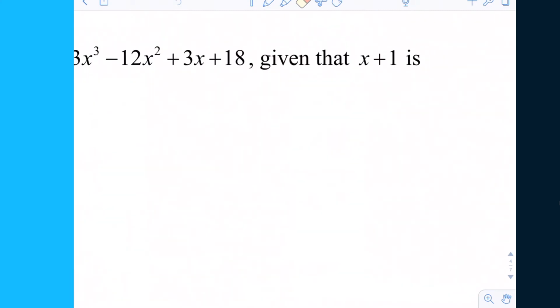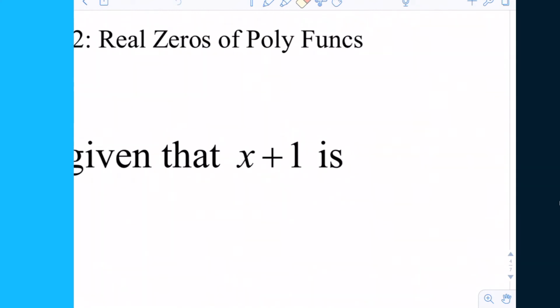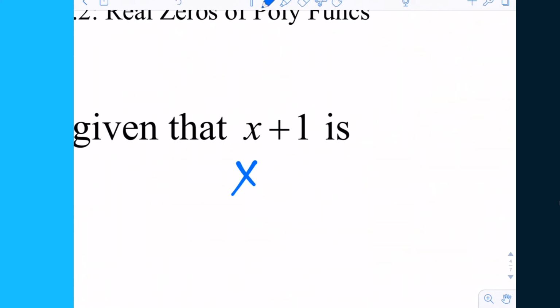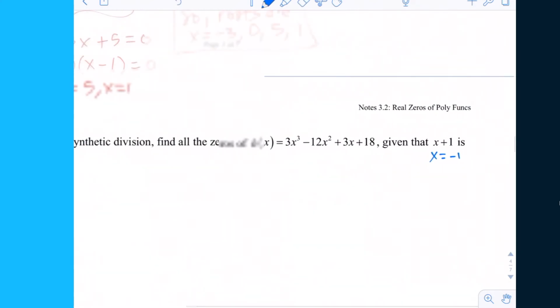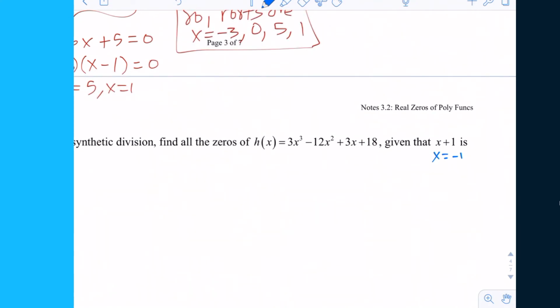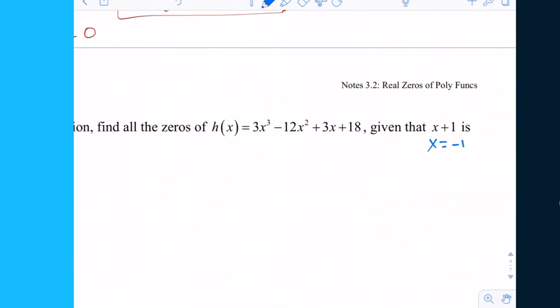I was given a factor, x plus 1. But of course, if you know a factor, you know a root. And if you know a root, you know a factor. So if x plus 1 is a factor, what is the corresponding root? -1. Good. So that should be enough. Now, you can either long divide h of x divided by the factor x plus 1, or synthetically divide with the root. You always long divide with the factor, but you synthetically divide with the root of that factor.